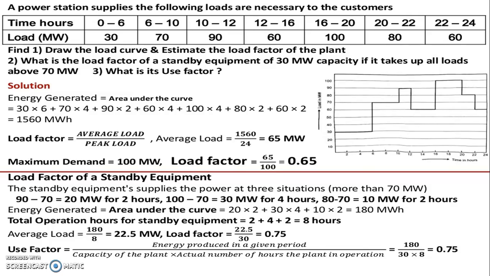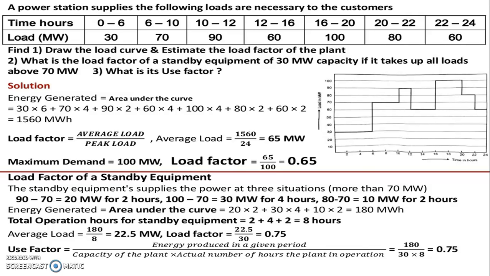So first of all we have to draw the load curve. So in x-axis we have to mention the time in hours, and in y-axis load in megawatt. Then just like a graph we have to draw first from 0 to 6 for a time period. What will be the load capacity? It will be 30 megawatt. We have to draw just like a graph.